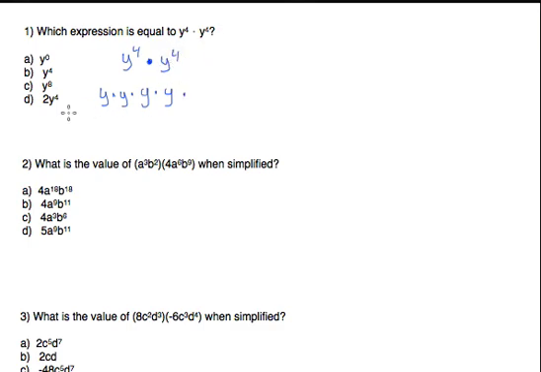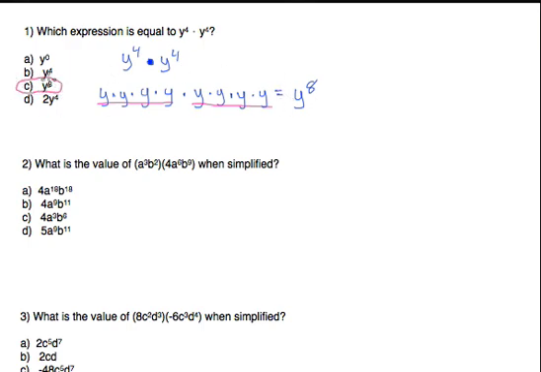We're multiplying all of this, y times itself 4 times, and then we're going to multiply that by y times itself 4 times. Y times y times y times y. So how many times are we multiplying y by itself in total? We're multiplying y by itself 8 times. So y to the fourth times y to the fourth equals y to the eighth.